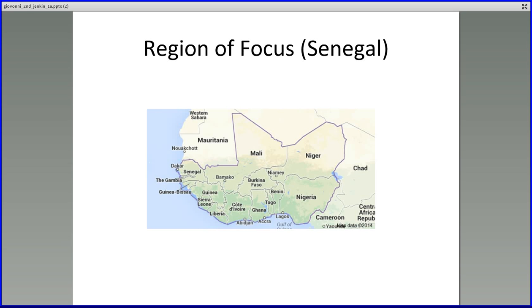So the region of focus will be the country of Senegal, but in general, I will look at the entire region from Senegal in the west, which is located here, all the way across to Chad in the east and down to the coast.